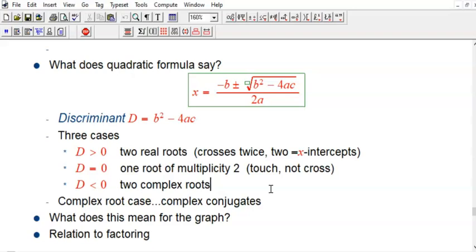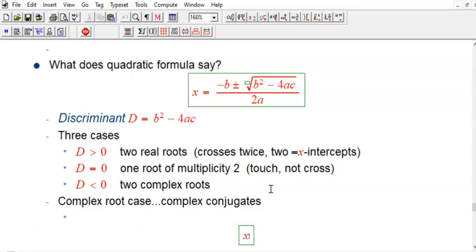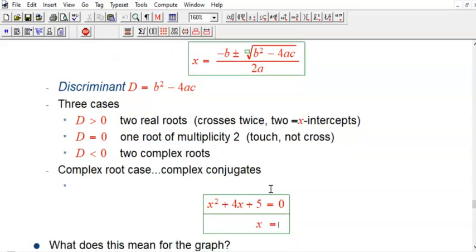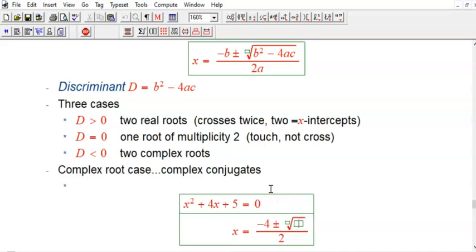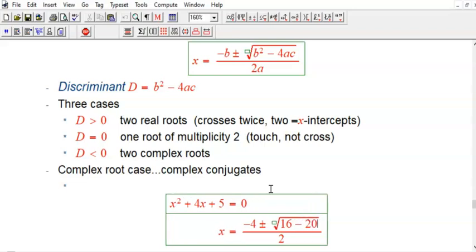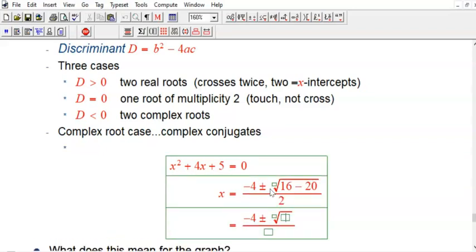Okay, and so let's look at another somewhat more complicated case. We'll modify one of our examples above. Let's say we look at x squared plus 4x plus 5 equals 0. So we're going to use the quadratic formula. Denominator is just 2. We get minus 4 plus or minus the root of b squared, which is 16, minus 4 times 1 times 5, which is 20. Okay. And we're getting minus 4 plus or minus root of minus 4, all over 2.